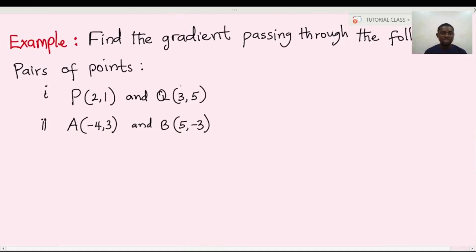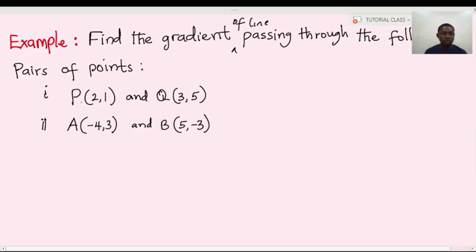The question reads, find the gradient of the line passing through the following pairs of points.